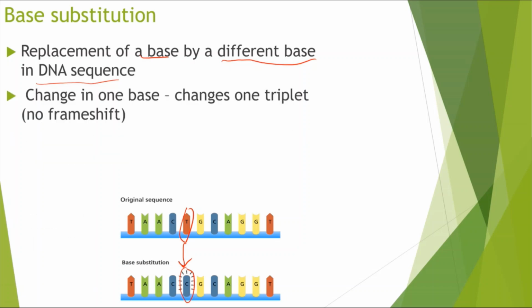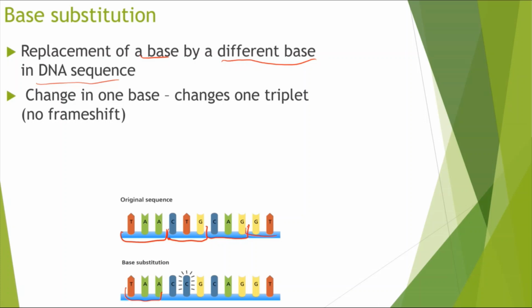And this would just change one base. So it's just changed thymine, in this case, for cytosine, and it would just change one triplet. So if we're looking at the triplets, so TAA, CTG, CAG, and then the other ones.